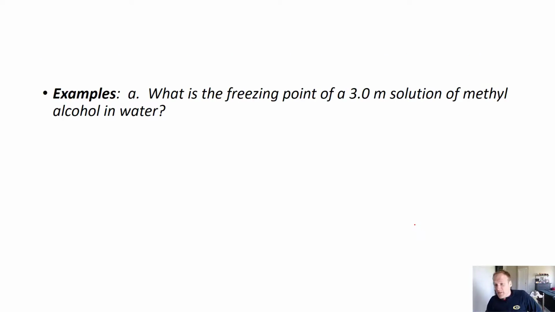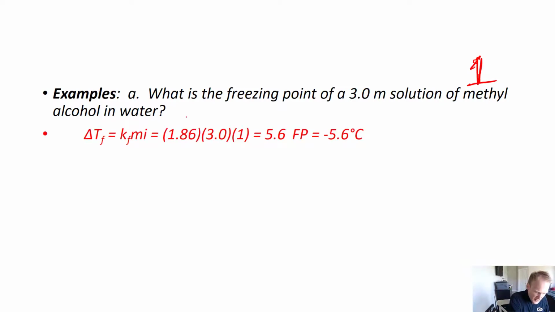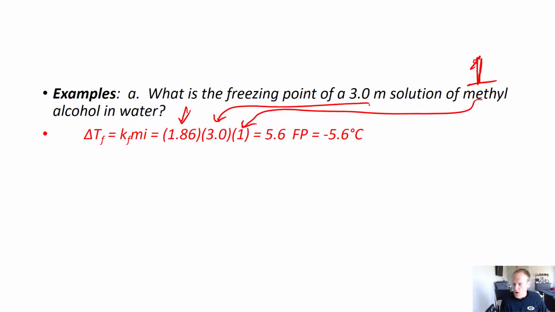What is the freezing point of a 3.0 molal solution of methyl alcohol? Well, we know methyl alcohol is covalently bonded, so that's only one particle. Okay. The Kf is 1.6 always. The molal solution is 3, and we know methyl alcohol is 1 particle. And so if we do the math, we get 5.6 degrees. We need to subtract that from 0, though, so that the new freezing point is negative 5.6.